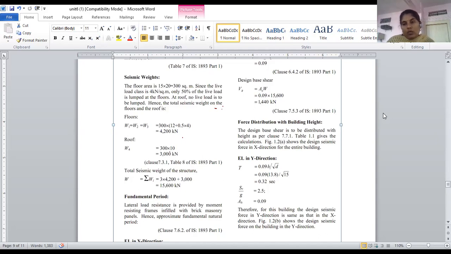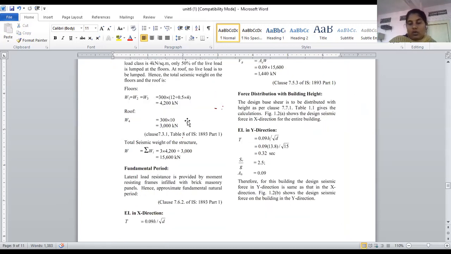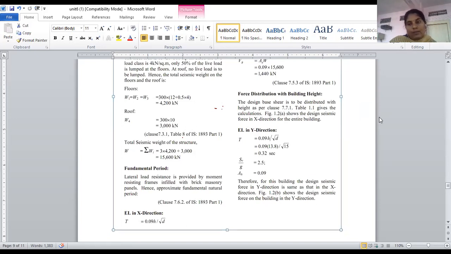If we multiply it by 3, we will get the masses of the 3 floors. And if we calculate the roof load, then we can add that roof mass plus the floor masses. If we add these two, we'll get directly the total seismic weight of the building. We'll see how it will be. So W1, W2, W3 are the same, because the dead loads coming on each and every floor are the same, and the load coming on the roof is different. So we know already this, 300 into 12 plus 0.5 into 4. So what is this? Now we'll see.